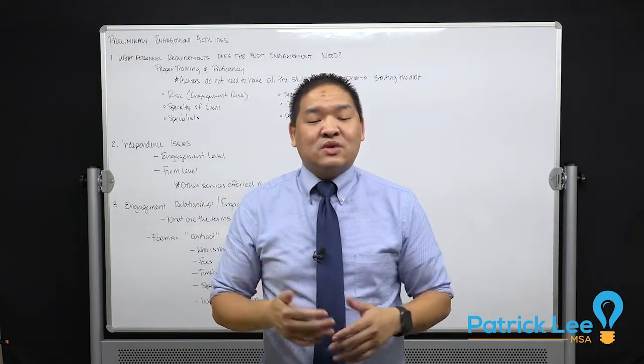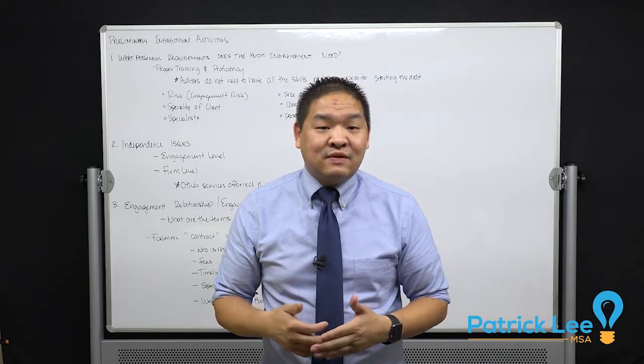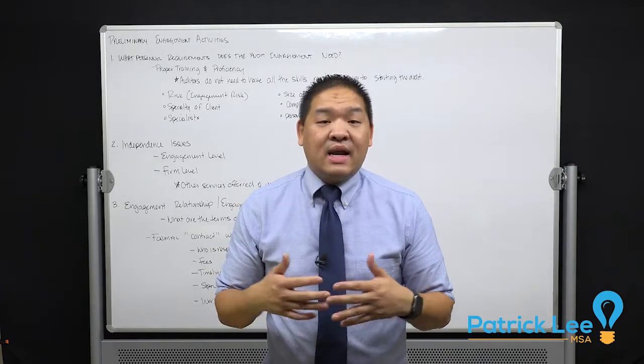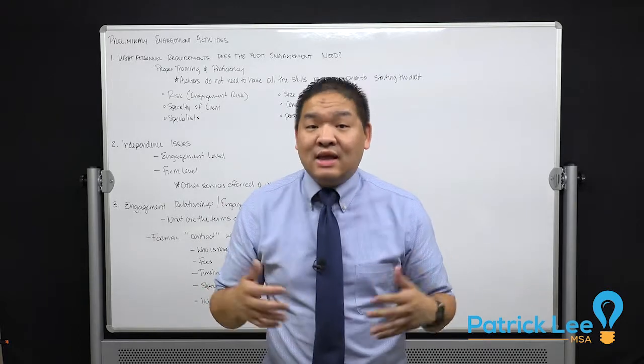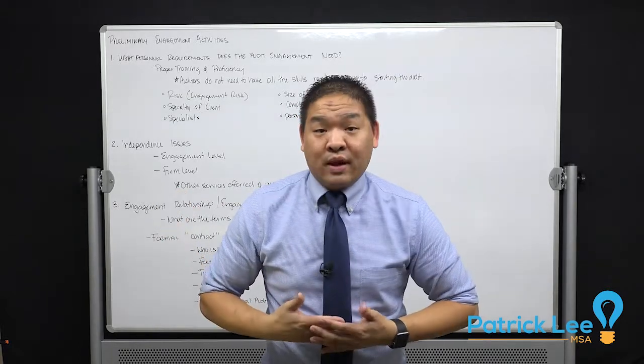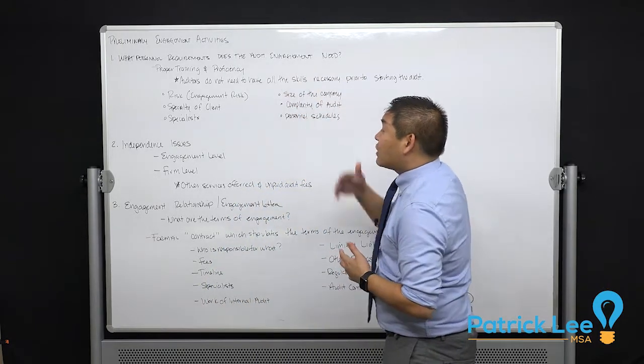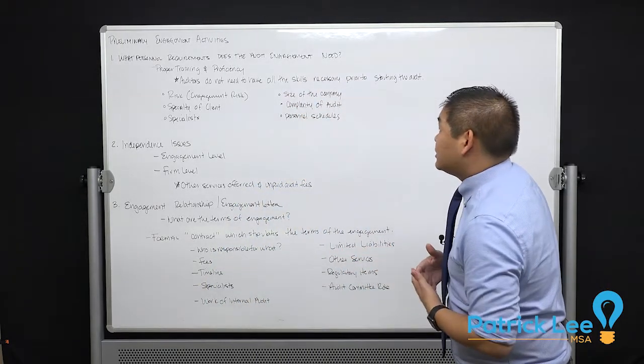So in this lesson, we're talking about preliminary engagement activities. These are things that we would do when we've accepted the client and we're now ready to sign the engagement letter and get things rolling, okay? So the first thing that we're going to need to do is know what personnel requirements the audit engagement needs.